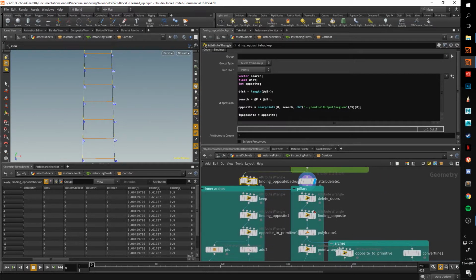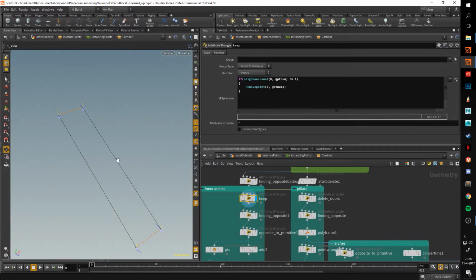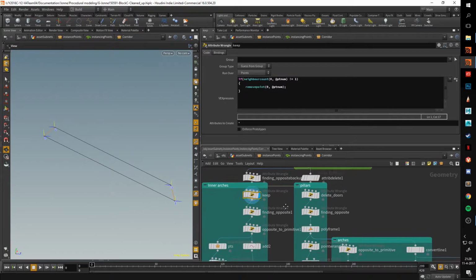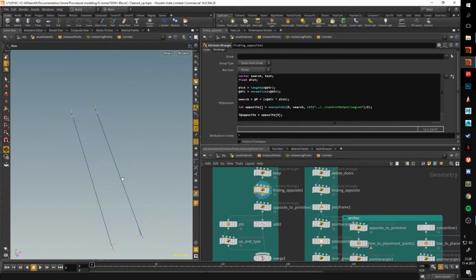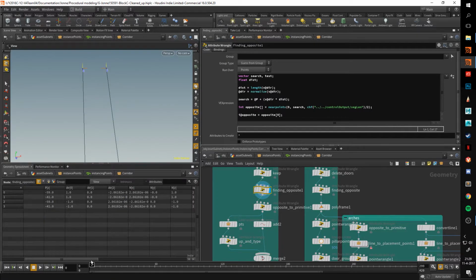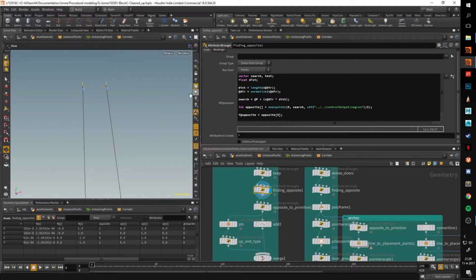Whoops, supposed to look a bit further. So first of all, I make sure that I only keep the outer points because this is for the inner arches. I find the opposite. So here we can see it's just looking at the other side using this script again. What this script basically does is it takes the direction vector, takes the length of said direction vector, and uses a near points function to search in a radius on the other side. So here you can see point 0 has opposite of 2, 2 has 0, and vice versa for 1 and 3.